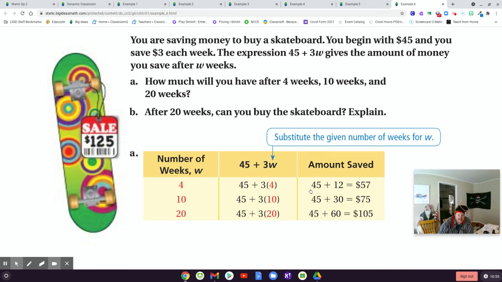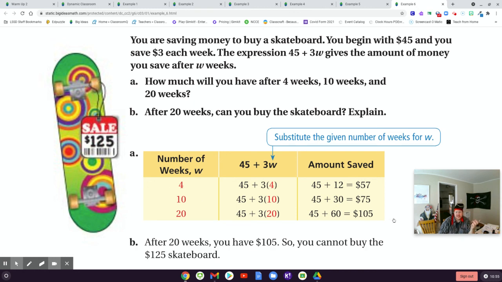Okay, now if you make a little table, you can also organize for 10 weeks, which they ask you about, and for 20 weeks, which they ask you about. Bam. So now that we have our table, it shows you the amount you have saved. And then the question is, after 20 weeks, can you buy the skateboard? And here is the price of the skateboard. So no, you can't buy the skateboard because you only have $105 and the skateboard's $125.